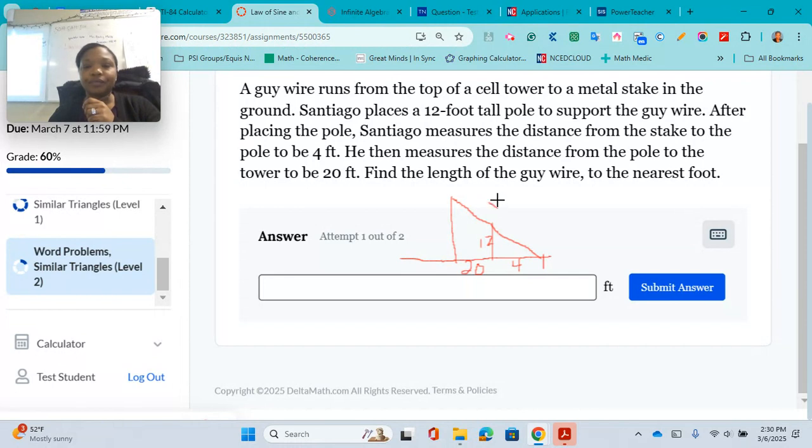So it's basically what we did another time. We have 2 triangles. I'm going to separate these triangles. One triangle, the small triangle, we have 12 as the side. Let me make this a right triangle.